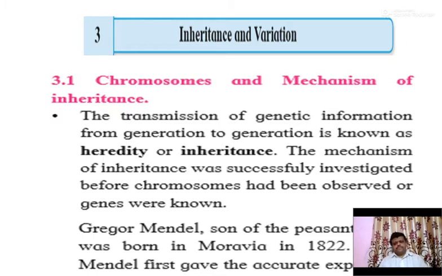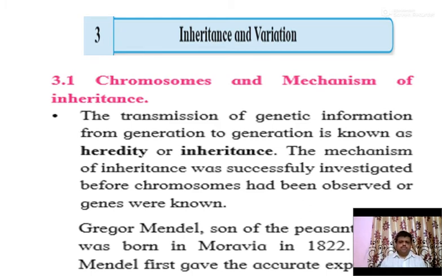Now to see the second most important part of this chapter, that is variation. Variations are the differences between the parents and the offspring, or among the offspring of the same parents, or among the offspring of the same species. This variation plays an important role in the evolution of new species. Let us see the genetic definition of genetics.